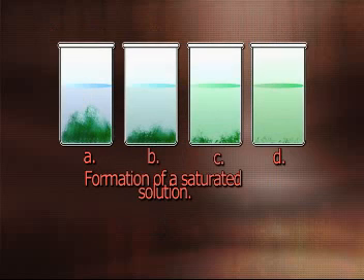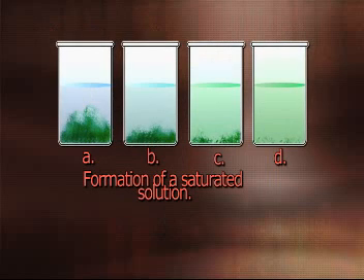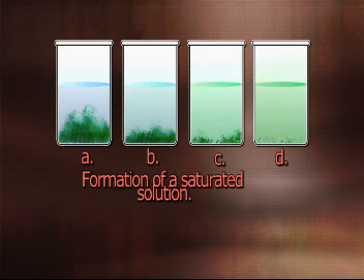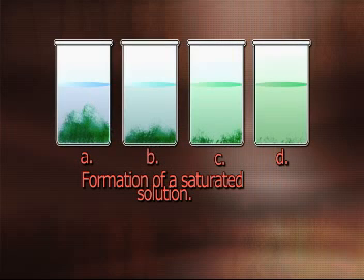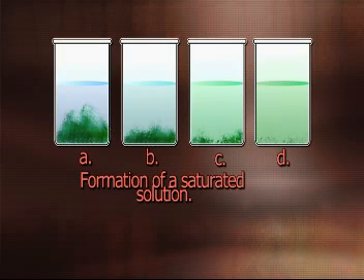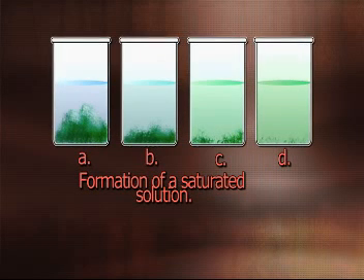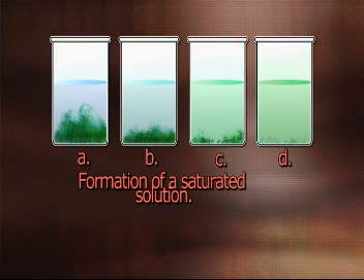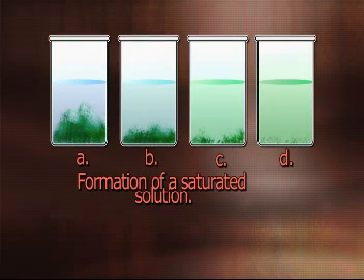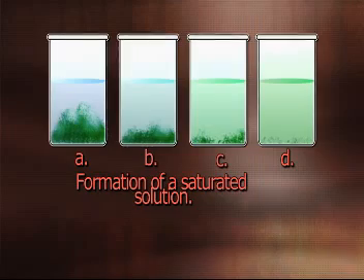Image A shows a colored solid solute added to a glass of water. In the next image, image B, the solution begins to turn a greenish color. This is because the solute is beginning to dissolve. In image C, the solute continues to dissolve, which suggests that the solution is still unsaturated. By image D, the solute has stopped dissolving. It has reached dynamic equilibrium with the solution, which is now saturated.